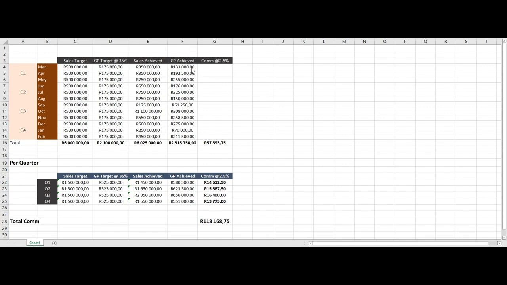Now if you look at the year figure, we look at the total GP achieved. The total GP achieved was 2.3 mil, and you get a 2.5% payout on the last month of the year, which will now be paid in March of the following year, and this is 57,000. So you get 2.5% on your yearly target and 2.5% on your quarterly targets as well. This person would have achieved 118,000 rand in this sales year. Remember, these targets are based on what we minimally need. The more you earn, the more commission you take home.